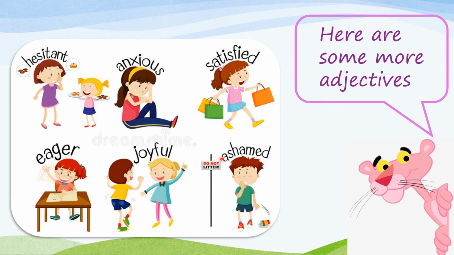He is ashamed. Yes. The sign says do not litter, and he, what did he do? Yes, he threw the can. That's why he is ashamed. I describe the boy with the word ashamed, or I give some more information about the boy.